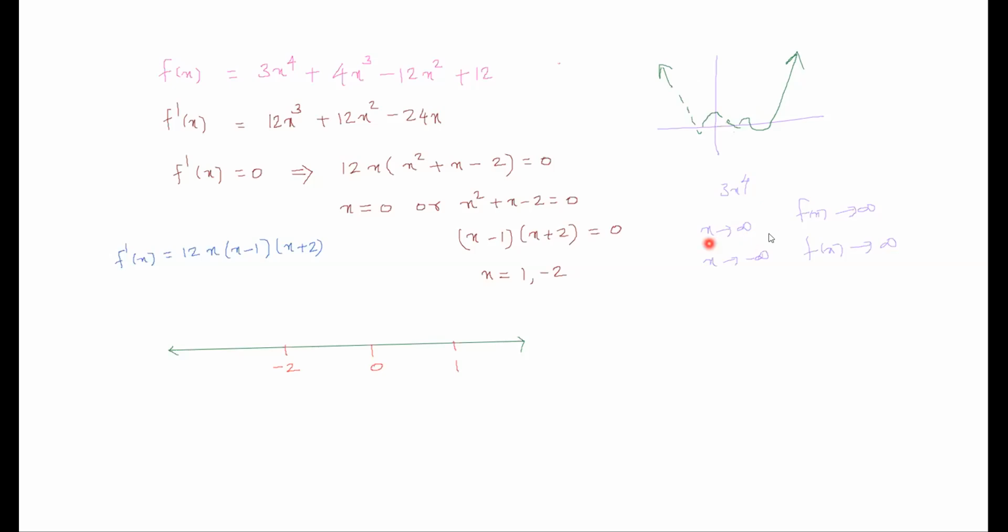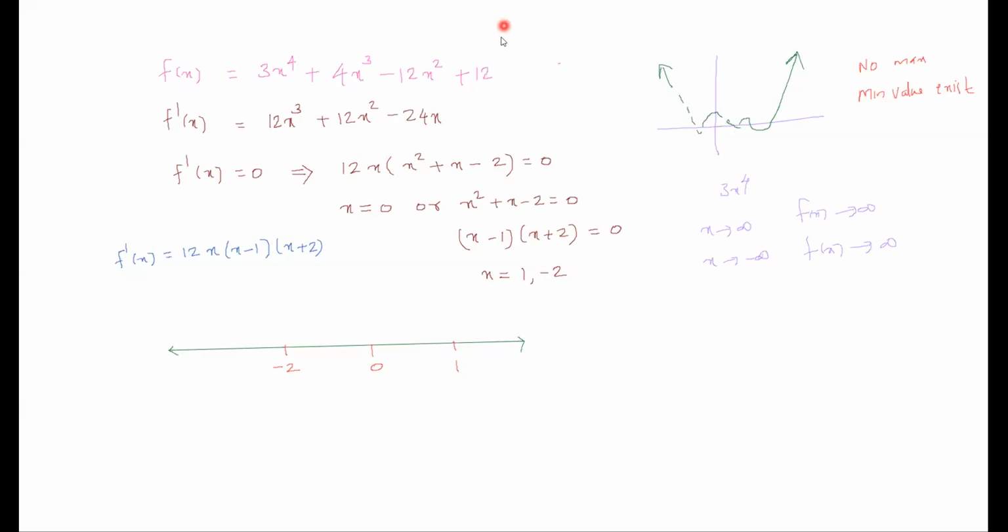When x goes to positive or negative infinity, f of x goes to a very big positive number, so both sides go up. From that you can understand that there is no maximum, but a minimum value exists, because it's not going downward. So that's what we can say about the absolute maximum or absolute minimum. In our question, we are not going to find the absolute maximum or minimum. We are going to find local maximum or local minimum if it exists.